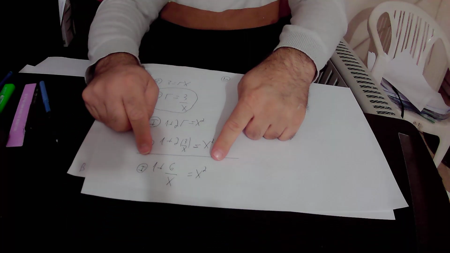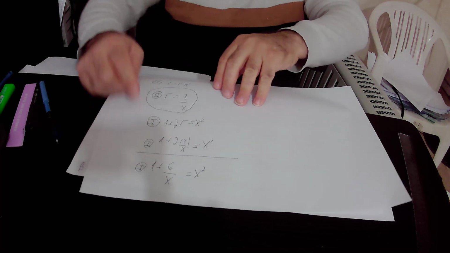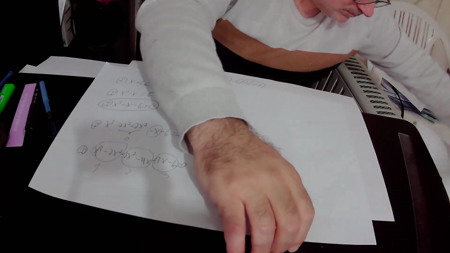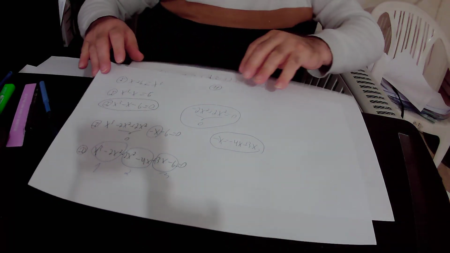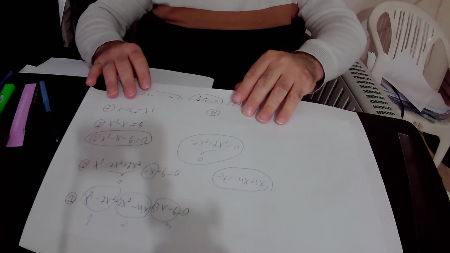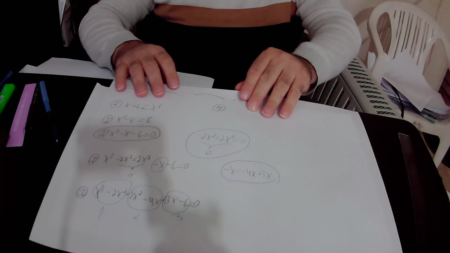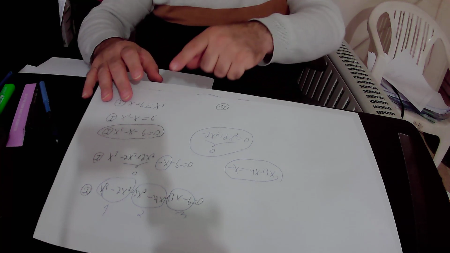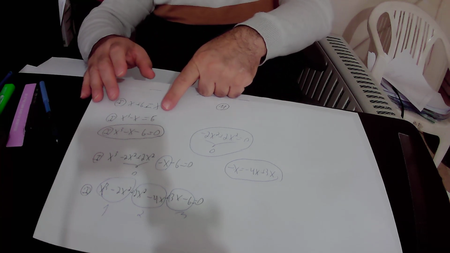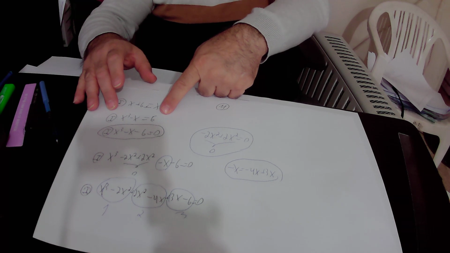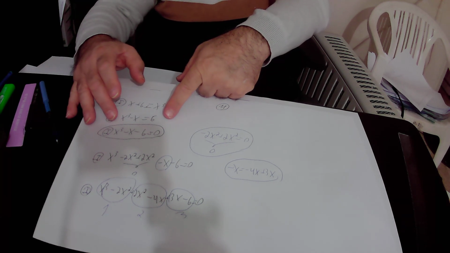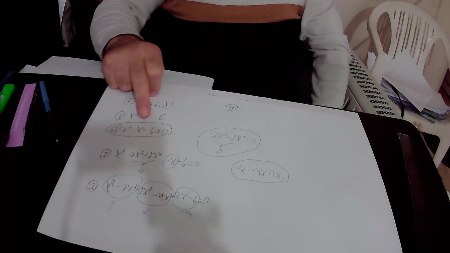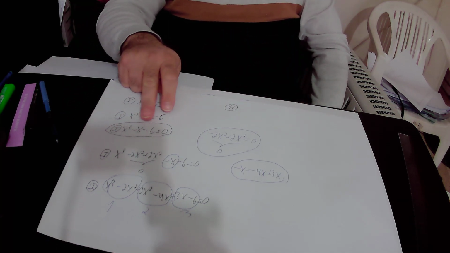Here we multiplied this equation by x and we got that x plus 6 equals x cubed. Here we subtracted x from this equation and we got that x cubed minus x equals 6. Here we subtracted 6 from this equation and we found out that x cubed minus x minus 6 equals 0.